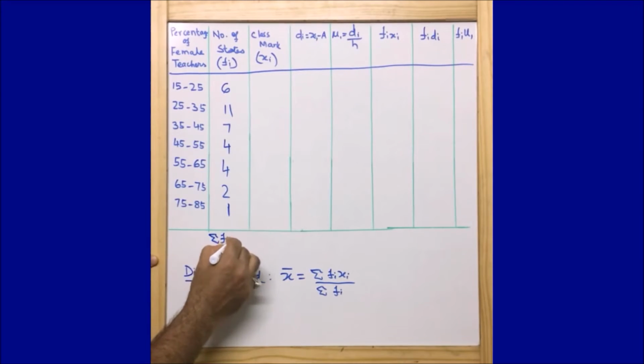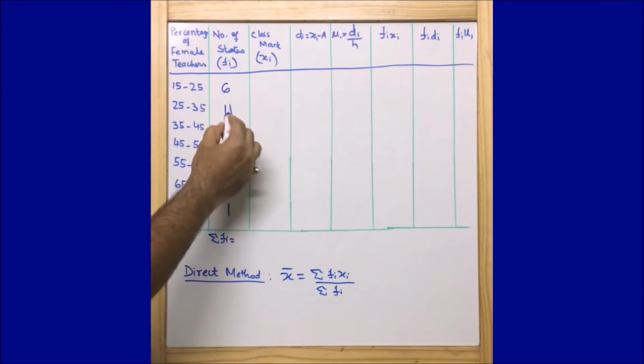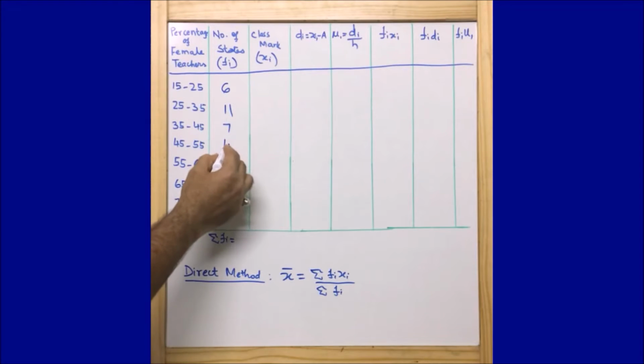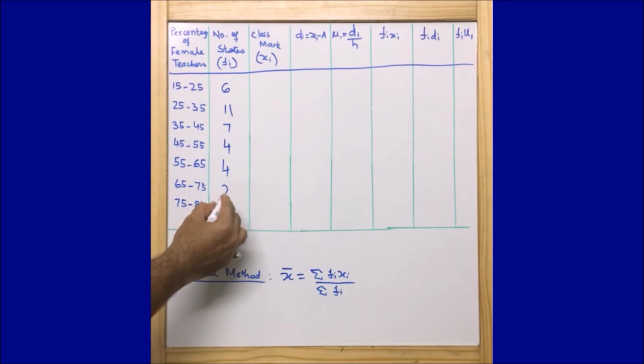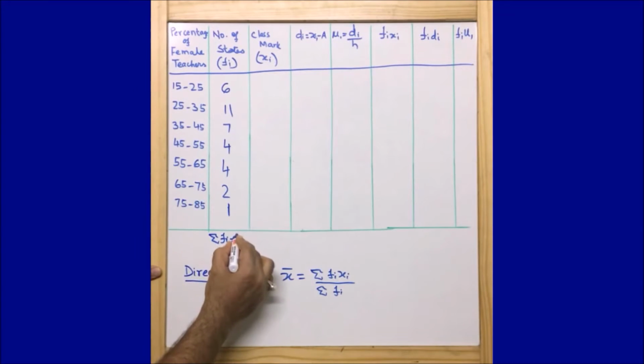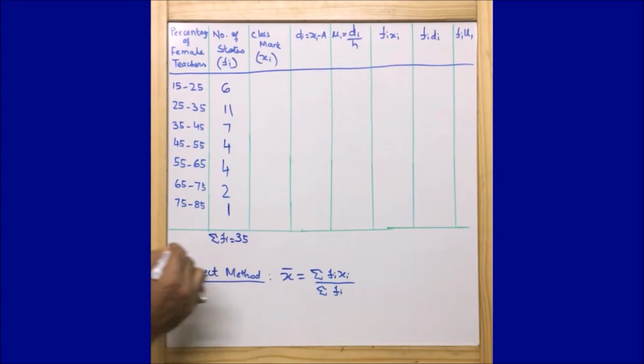Summation of Fi. Let's see. 6 plus 11 is 17. 17 plus 7 is 24. 24 plus 4 is 28. 28 plus 4 is 32. 32 plus 2 is 34, plus 1 is 35. So summation of Fi is 35. This is what we could easily find out.